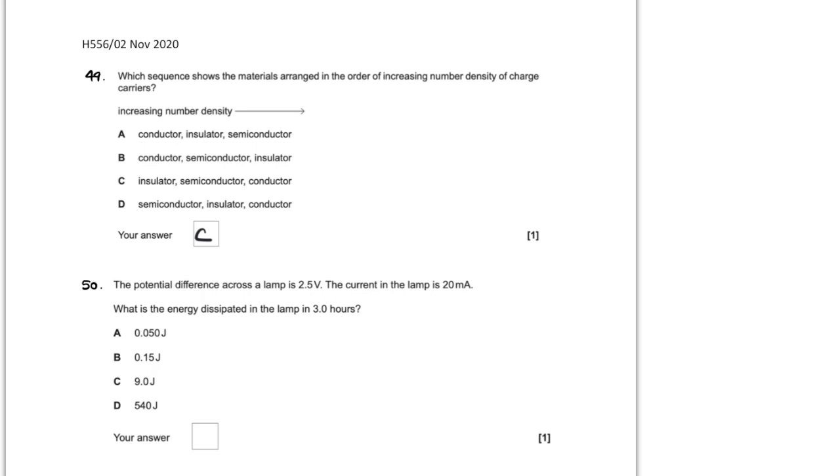Now for question number 50, we are given a potential difference across a lamp of 2.5 volts and the current is 20 milliamps. What is the energy dissipated in the lamp in 3 hours? We know that energy is equal to power times time, and because we are given voltage and current, it's just I times V times T. If I put everything into my calculator in the right units, 2.5 times 0.02 times 3 hours times 3600 seconds, that gives me 540 joules, so D is my answer.